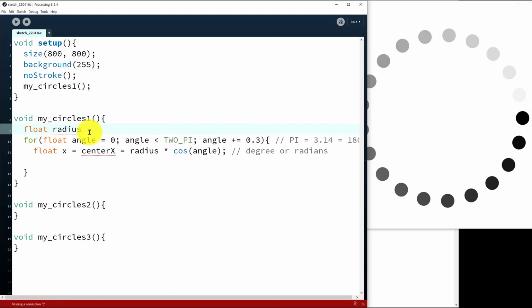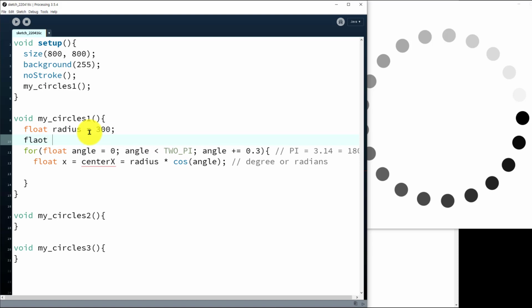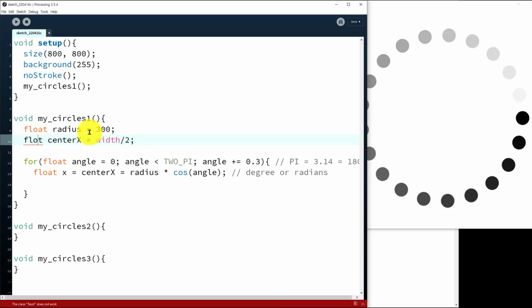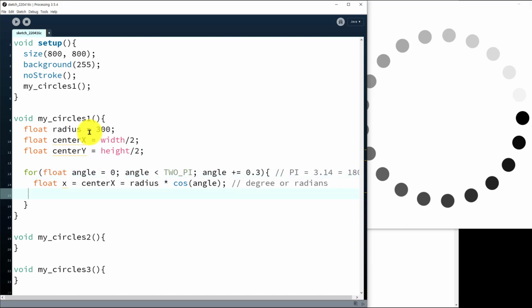Oh, before that, float radius will be around 300, and float center x will be width divided by 2. Let's make center y too. So float center y equals height divided by 2. Let's make the same thing once again. So let's get the float y. This should be center y, no, this should be plus, right? Sorry. Plus radius times sine angle.